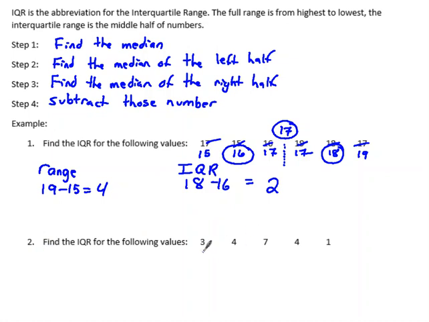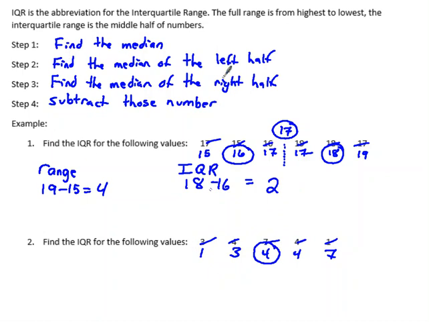Okay, step 1, put these in order to find the median. 1, 3, 4, 4, 7. So the median would be the 4. This is our first example where we had an odd number, so it just happens to be that middle one.